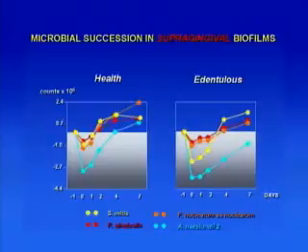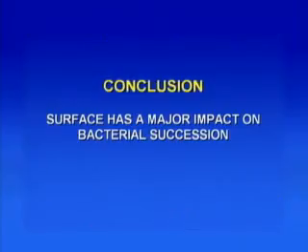You have GCF, gingival crevicular fluid, that also helps and provides nutrients to the supragingival environment. So that's probably why one sees this delay in the growth of species in the edentulous subjects. So we can conclude that surface does have a major impact on bacterial succession.